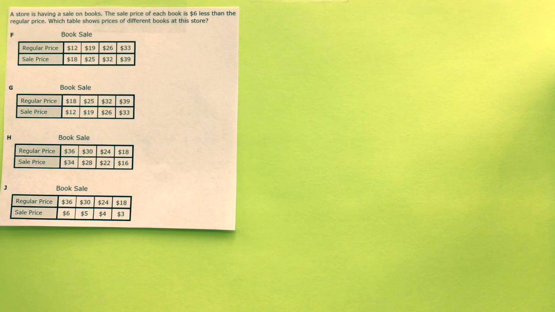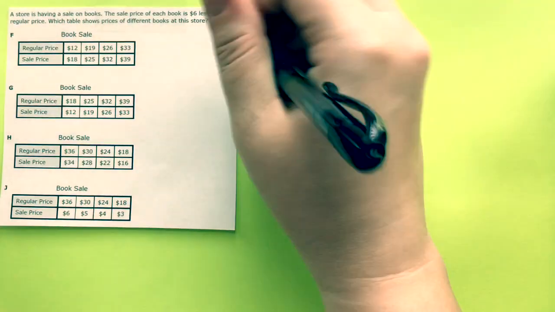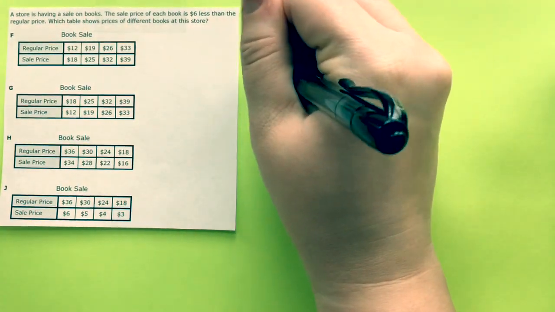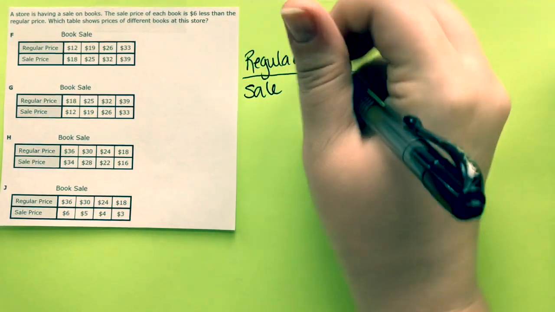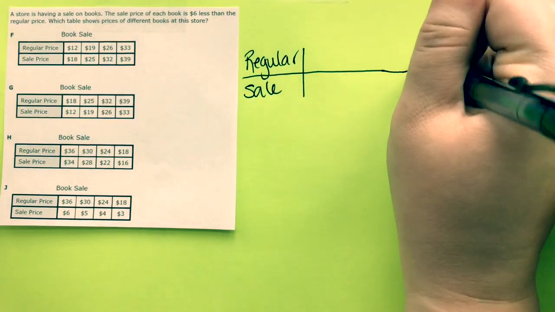Okay, so let's look at our very first problem here. We have a store is having a sale on books. The sale price of each book is $6 less than the regular price. The table shows prices of different books at the store. So we have a regular price and a sale price, and those are the two things that have a relationship in here. So over here, I'm going to put the regular, and I'm going to have the sale. And you see that this one is going horizontally.